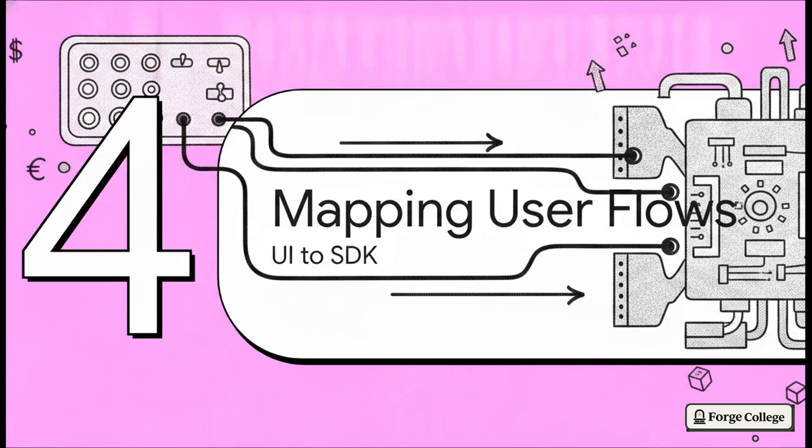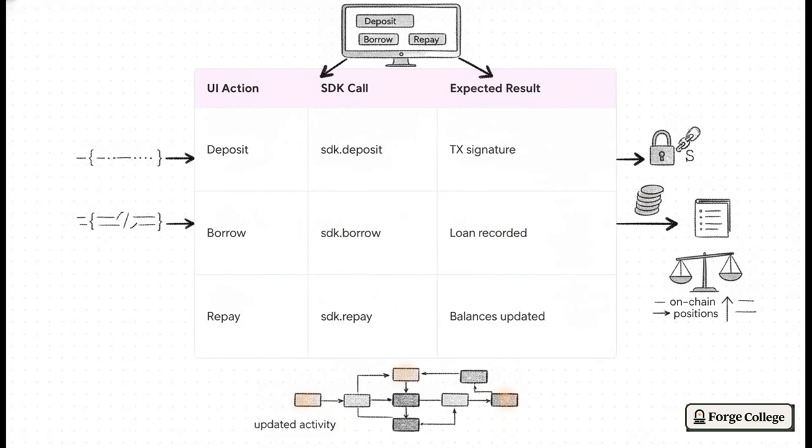Section 4. Mapping the user flow. Now we wire our dashboard buttons directly to the engine. So let's see how this maps to our actual user flows. It's a direct one-to-one mapping. When a user clicks deposit in the UI, it triggers the sdk.deposit call. That prompts the wallet for a signature, resulting in a transaction signature and updated positions on-chain.